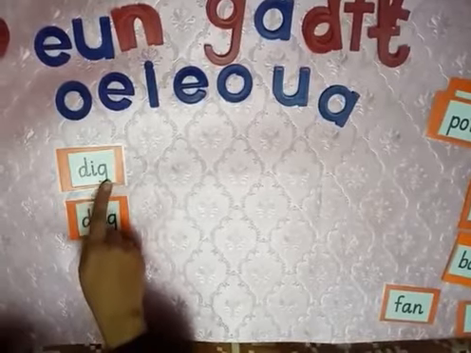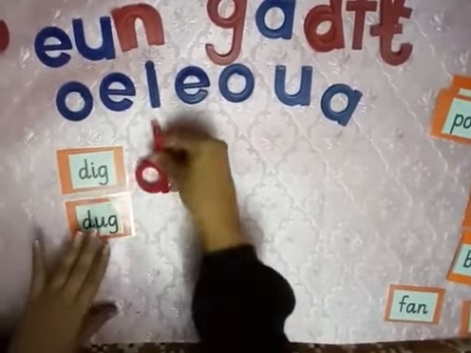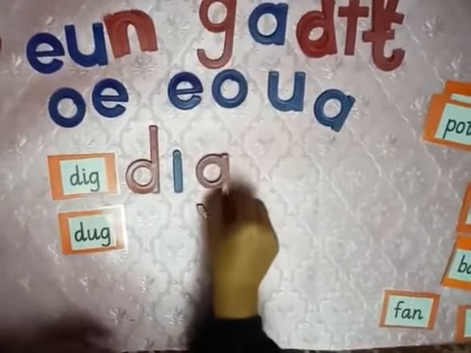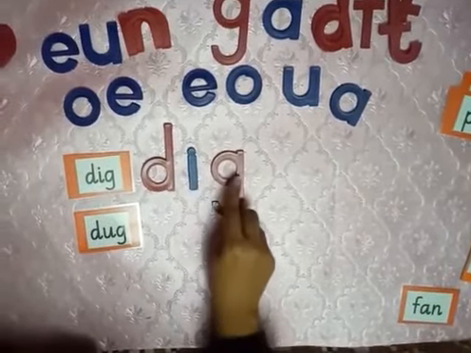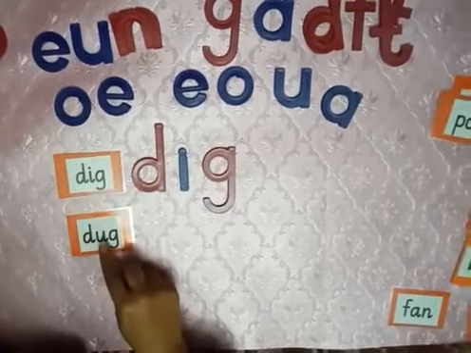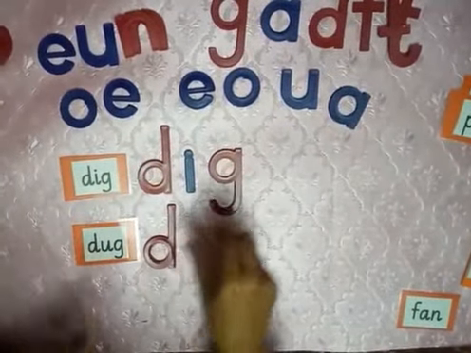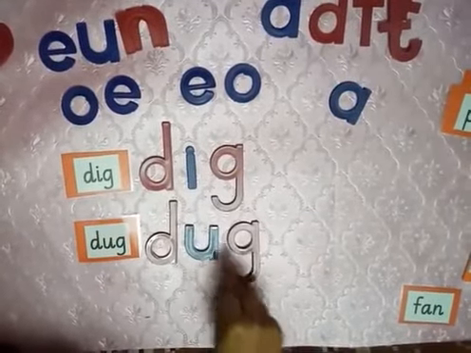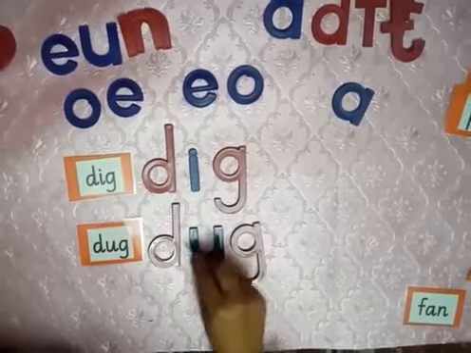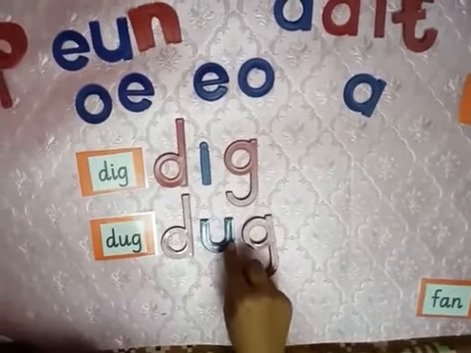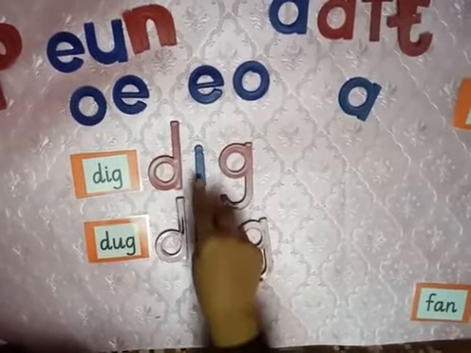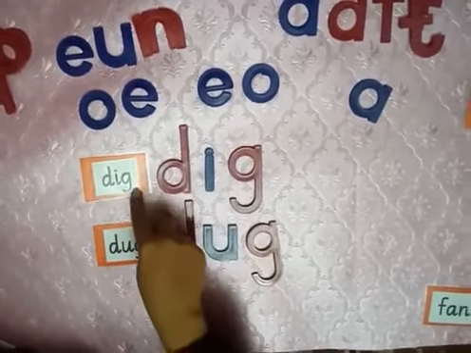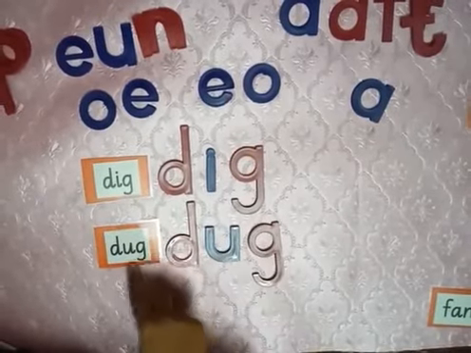Dig. D, I, G, dig. Dug. D, U, G, dug. Here the sound of letter U is u. Here the sound of letter I is i. D, dig. D, u, g, dug.